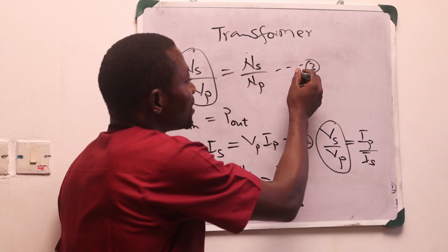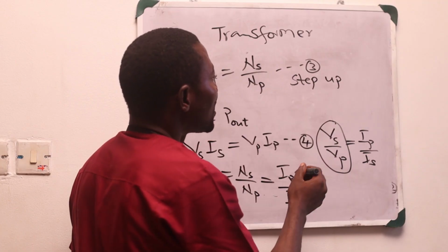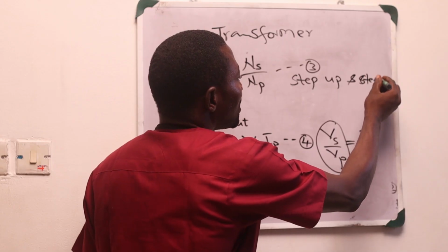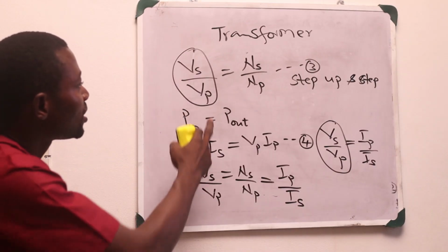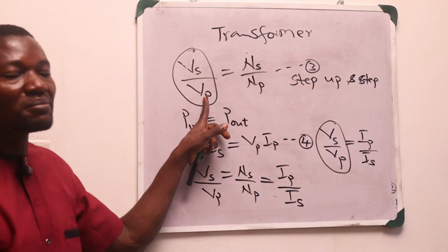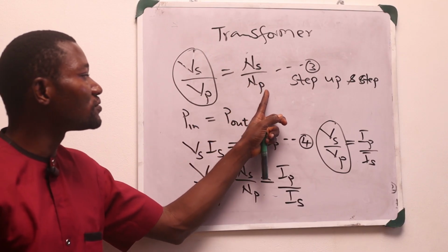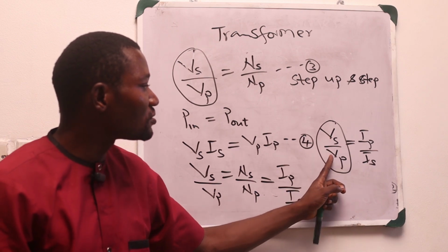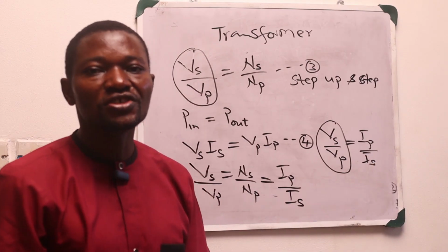We have two types of transformer, the step-up transformer and the step-down transformer. How do I know a transformer is step-up or step-down? We have known the relationship between voltage in secondary and voltage in primary. We say it's equal to number of turns in secondary over number of turns in the primary. And we also have the expression for voltage in secondary over voltage in primary. We say it's equal to current in primary over current in secondary.